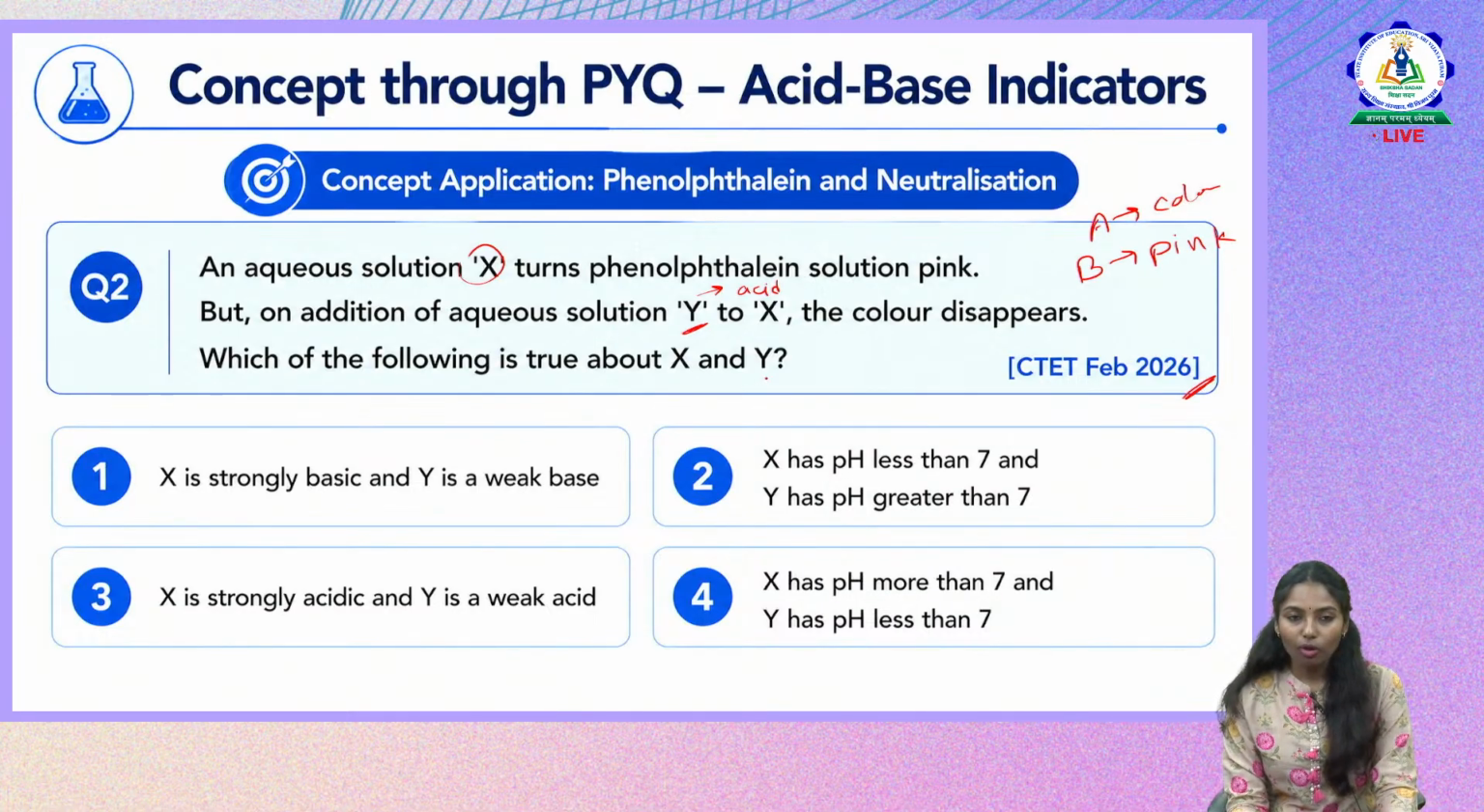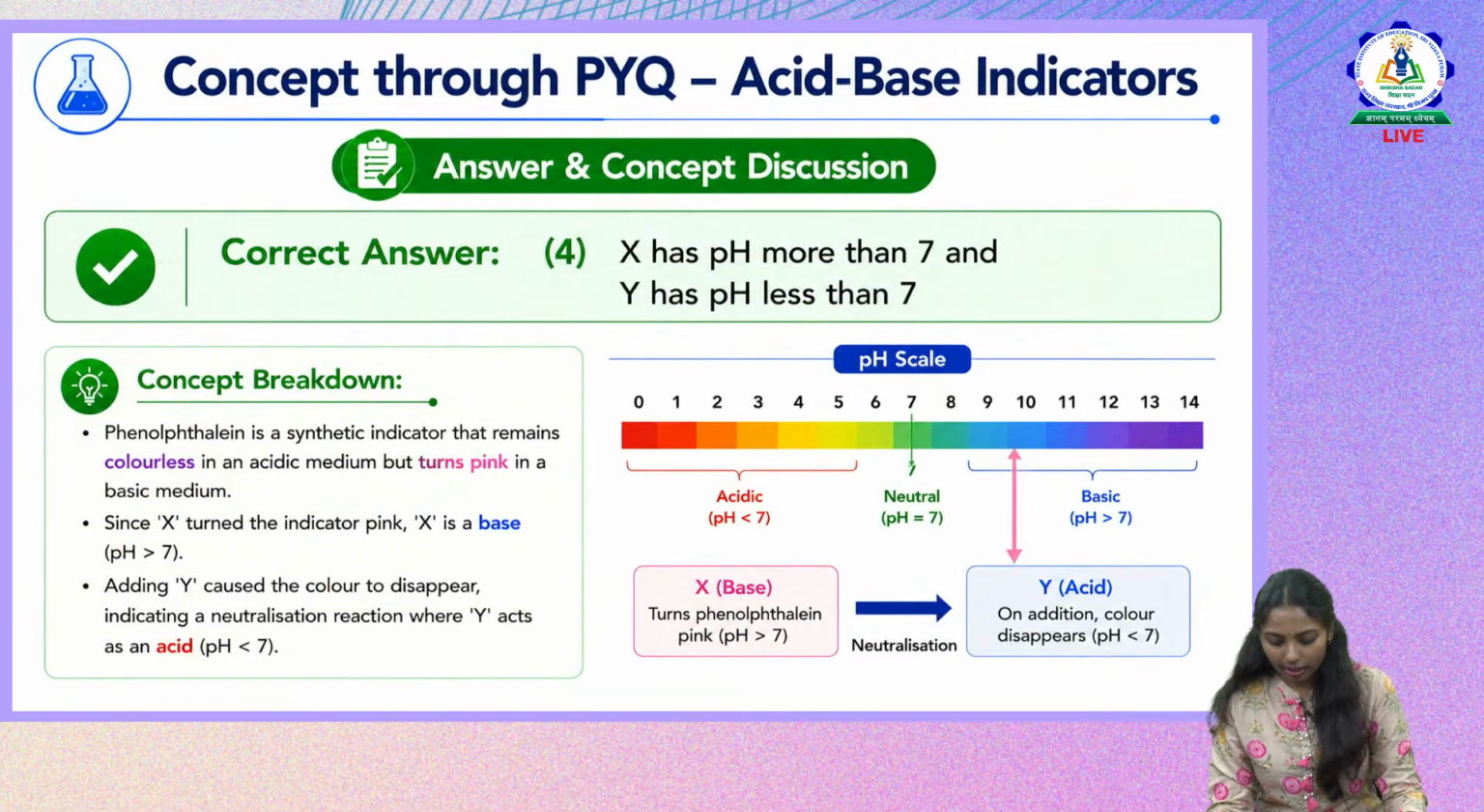So now which of the following is true about X and Y? If you see here, X turns phenolphthalein solution pink. That is, we have decided it's a base now, right? Because we have remembered from the indicator. And now again when Y was added to X, the color disappears. Means Y should be a very strong acid, that it should take away its basic properties completely. So let us see if we are correct or not.